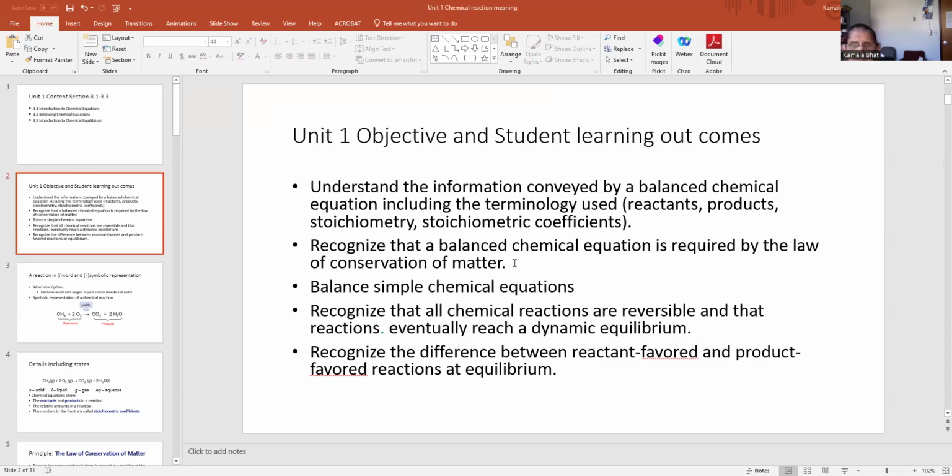Here is the basic objective and student learning outcomes. You need to understand what is conveyed by a balanced chemical equation, the terminology used, recognize a balanced chemical equation, what is the law behind it, balance simple chemical reactions, recognize that all chemical reactions are reversible and that eventually they'll reach a dynamic equilibrium. Recognize the difference between reaction-favored and product-favored reactions.